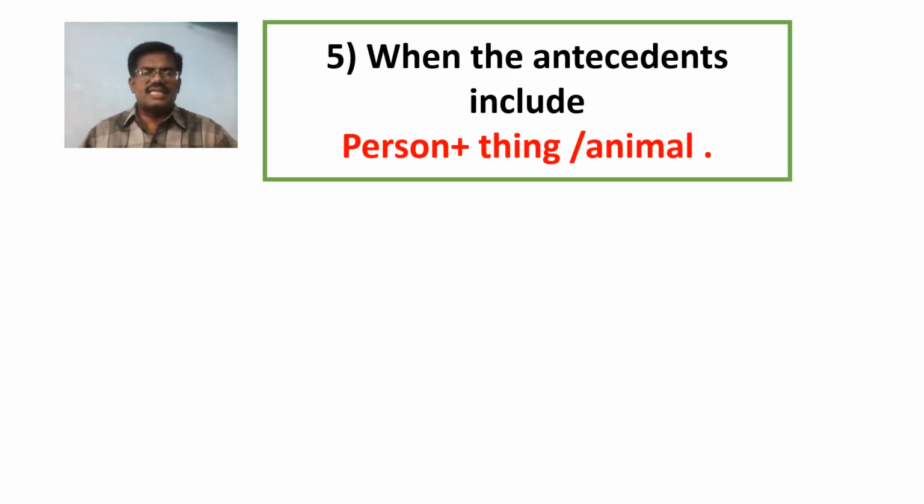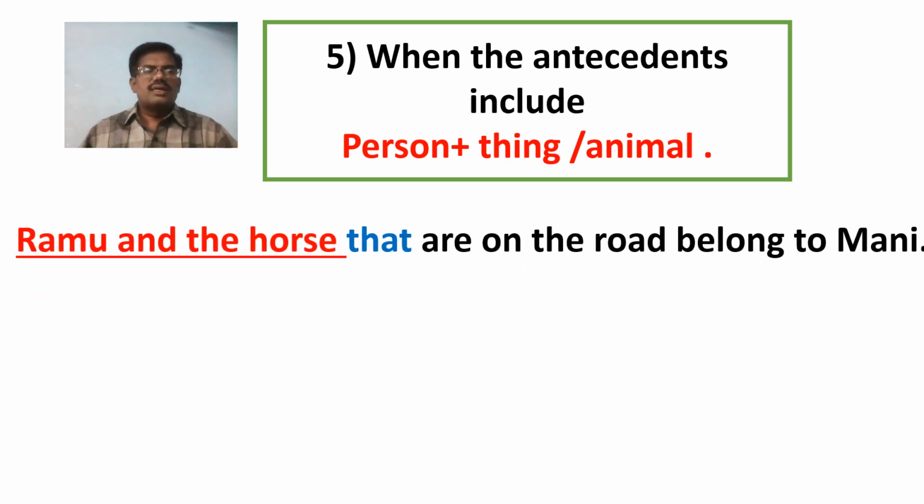When the antecedents include person plus thing or animal, we prefer to use that in the relative clause. Look at the first example. The antecedents include person Ramu and the animal horse. So we have used that as relative pronoun in the relative clause.